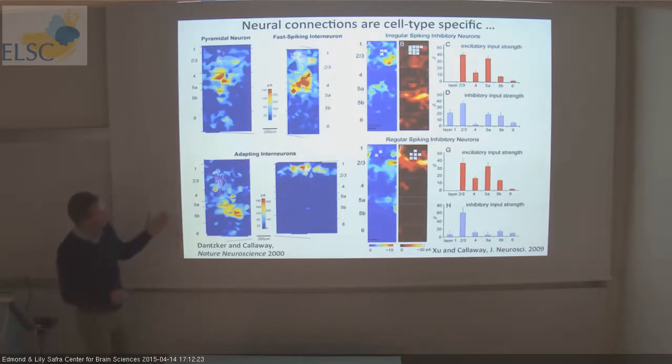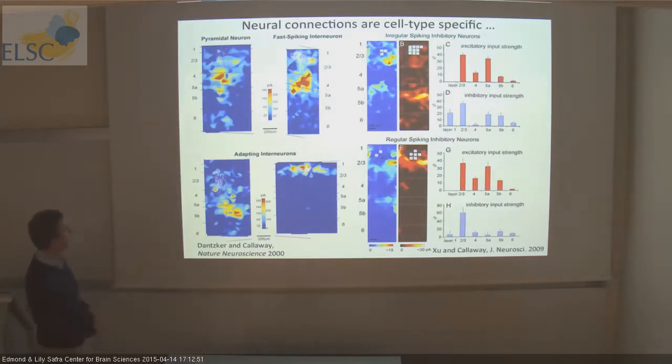Up until around 2000, when we published this paper, and this is from a slightly more recent paper, a lot of ideas about microcircuitry in the cortex, at least, assumed that if you just filled cells with dye or used Golgi staining, you could see where cells have dendrites and where cells have axons. You could figure out a wiring diagram that way. If you just looked at the overlap of dendrites and axons, you could assume that there must be connections.